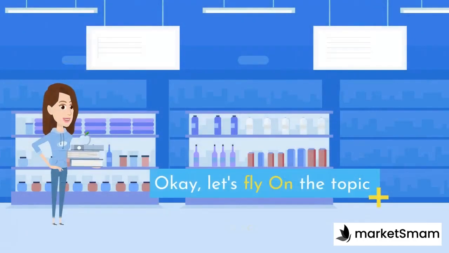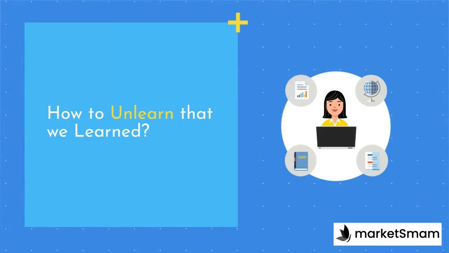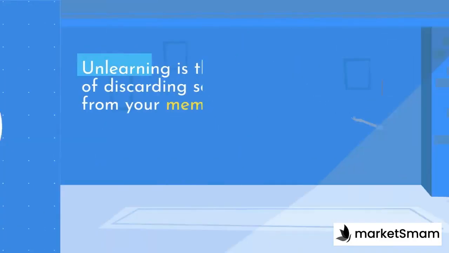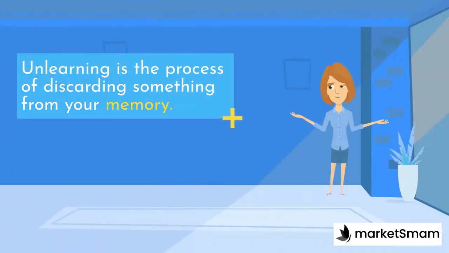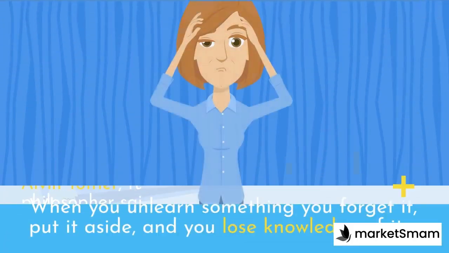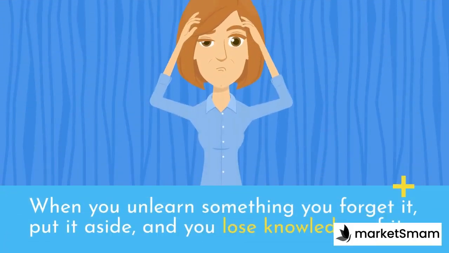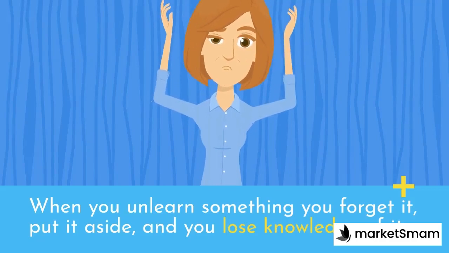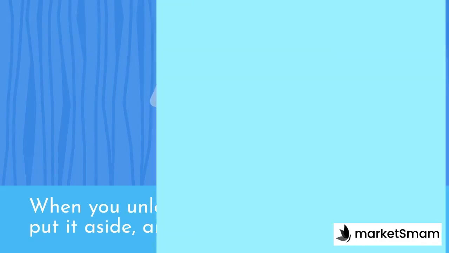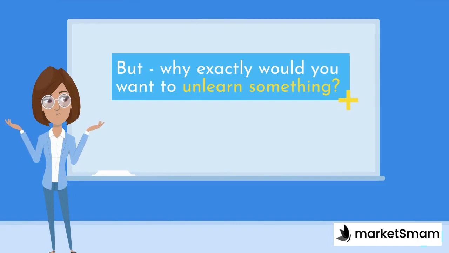Okay, let's fly on the topic. How to unlearn what we learn. Unlearning is the process of discarding something from your memory. When you unlearn something, you forget it, put it aside, and you lose knowledge of it. But why exactly would you want to unlearn something?